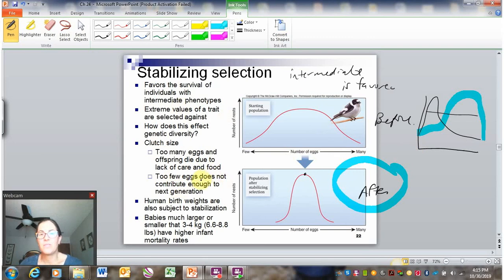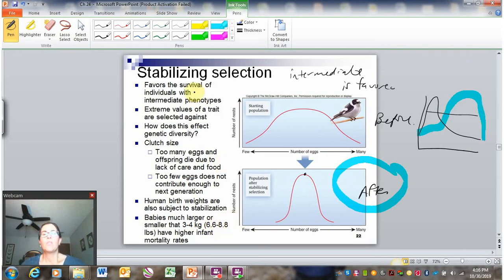There are other traits that have experienced stabilizing selection. Human birth weights are another good example. Human birth weight is a relatively narrow range. If the baby is much larger or smaller than a certain size, so if they're below about 6.6 pounds or bigger than 8.8 pounds, there's greater infant mortality. The reason being that if the baby's too small, it doesn't have enough resources and warmth and things like that to survive outside of the womb. But if the baby's too big, it has difficulty getting out of the womb without harming itself or the mother. So we see very narrow birth weights in humans as well.